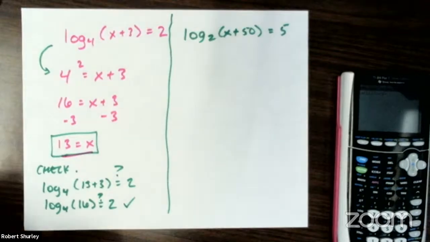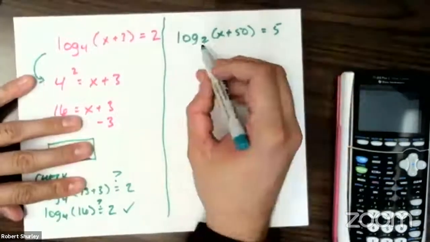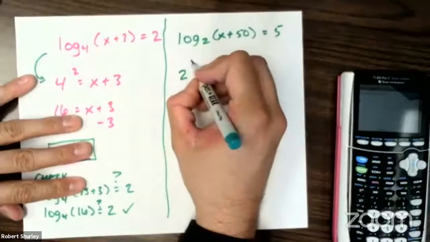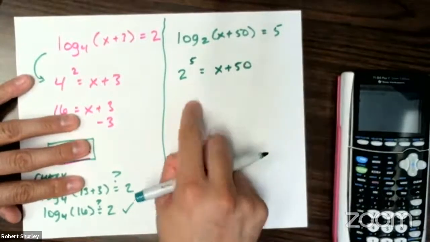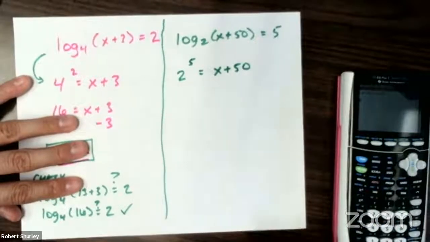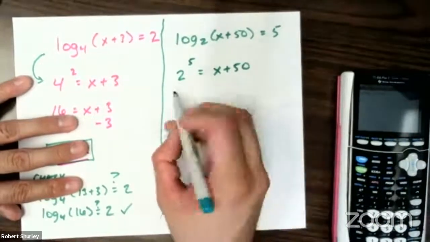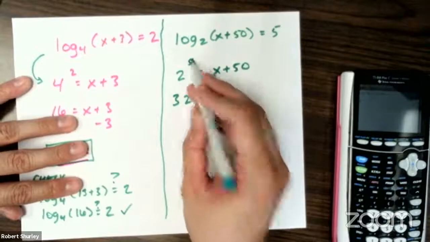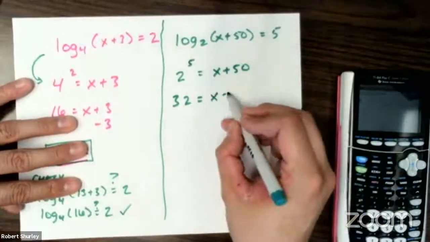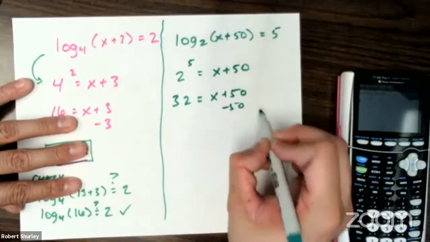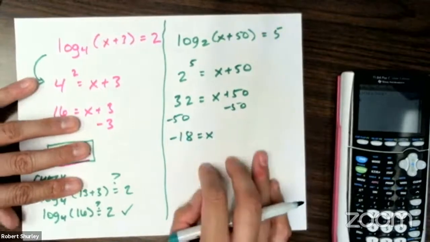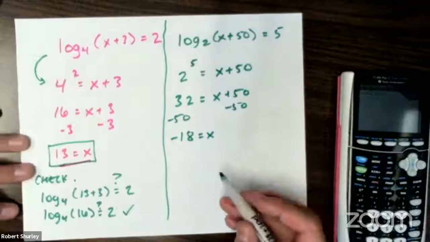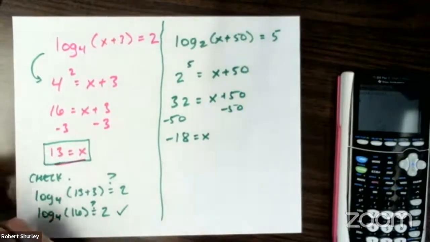Try this one. So again, I can write this as an exponent, right? The base is 2. We'd raise it to the 5th power, and it's going to equal x plus 50. Now, 2 to the 5th is 32. You can pop that in your calculator and find out. Now I'm going to subtract the 50. And I would wind up with negative 18, right? I hope it's negative 18. I'm going to check it, but I hope it's negative 18.